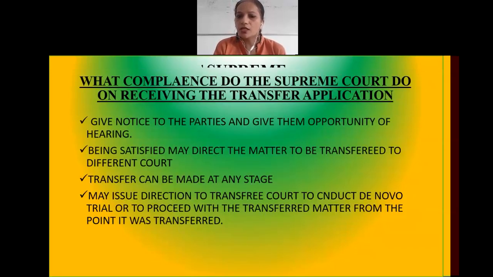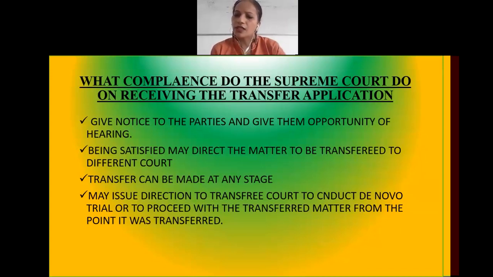Affidavit से इसको हमेशा support किया जाना चाहिए। Now, what compliance does the Supreme Court do on receiving the transfer application? एक बार जब ट्रांसफर एप्लीकेशन सुप्रीम कोर्ट के पास में आ जाता है तो वो कौन से कंप्लायंसेस है जो सुप्रीम कोर्ट को करने पड़ते हैं while entertaining that transfer application या फिर before entertaining that transfer application? Firstly, give notice to the parties and give them the opportunity of hearing.